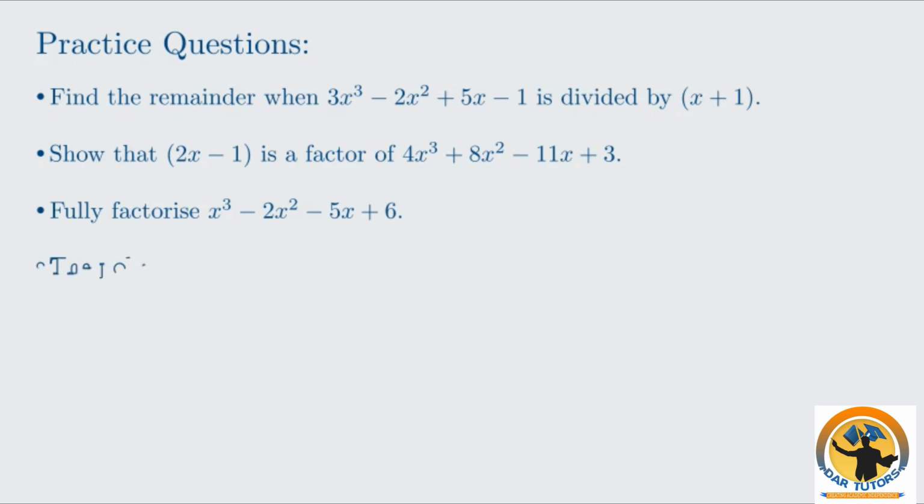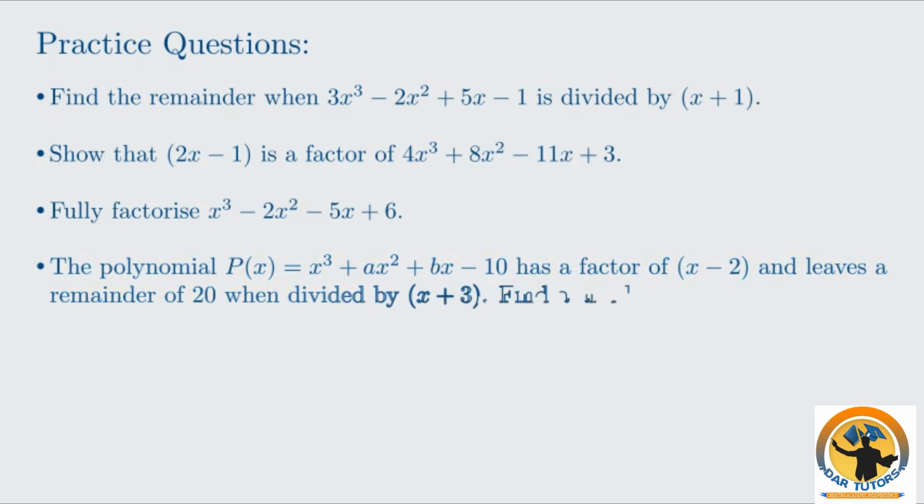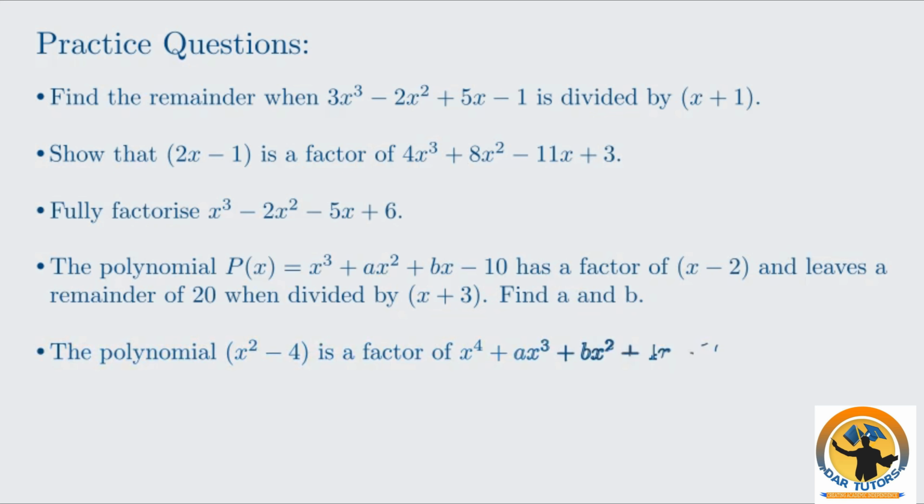Question 4. The polynomial p of x equals x cubed plus ax squared plus bx minus 10 has a factor of x minus 2 and leaves a remainder of 20 when divided by x plus 3. Find the values of a and b. And question 5. The polynomial x squared minus 4 is a factor of x to the 4th plus ax cubed plus bx squared plus 4x minus 16. Find the values of a and b.